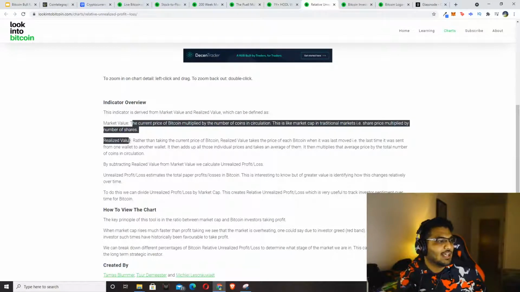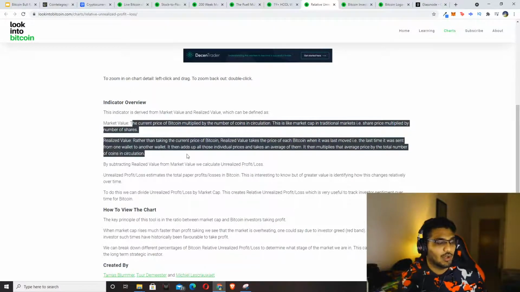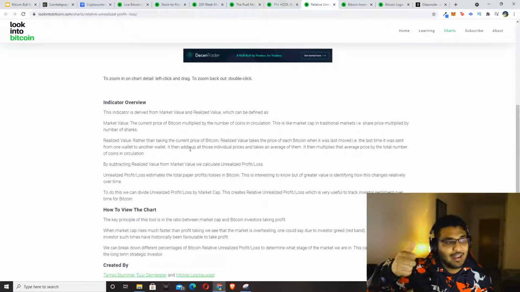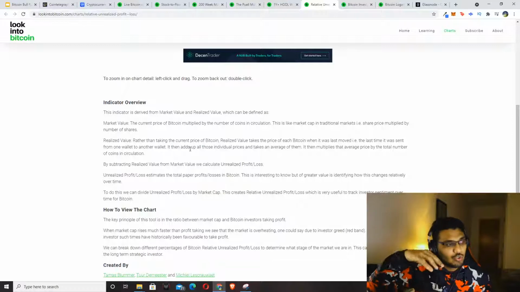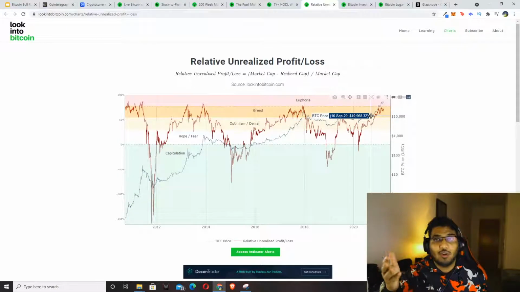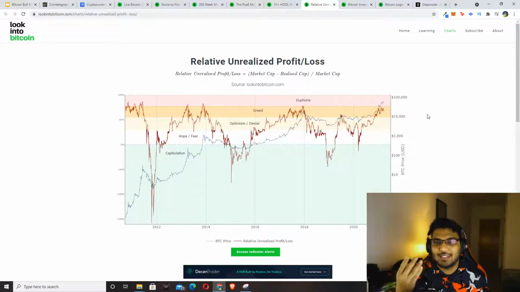Simple, easy. Realized value, rather than taking the current price of Bitcoin, realized value takes the price of each Bitcoin when it was last moved, i.e. the last time it was sent from one wallet to another wallet. So if you've been hodling Bitcoin and it's never been sent from one wallet to another, it could not be considered as realized profits because it's still been sitting there. So this will not take you into consideration as realized. And this is what basically, if you're holding for a long while and then you realize it might be a nice time to sell, they could capture that information and put it on this chart, and that's how they are able to tell if Bitcoin market is in a state of euphoria.